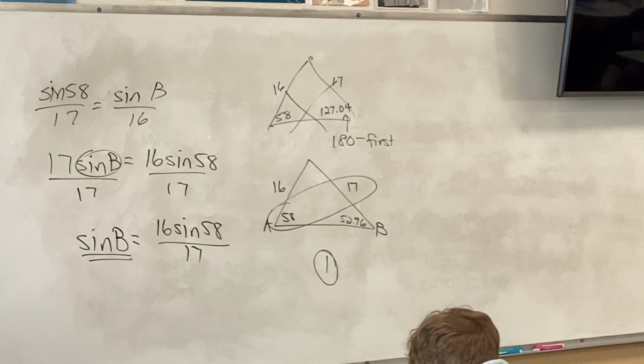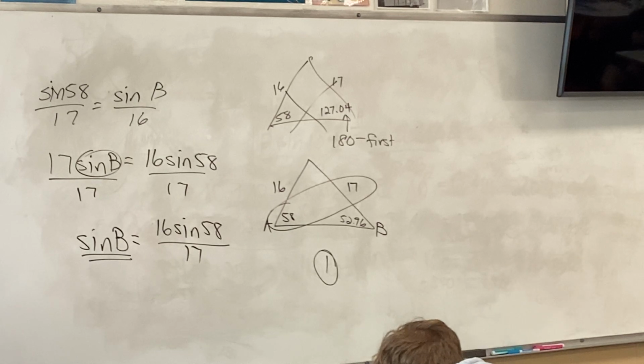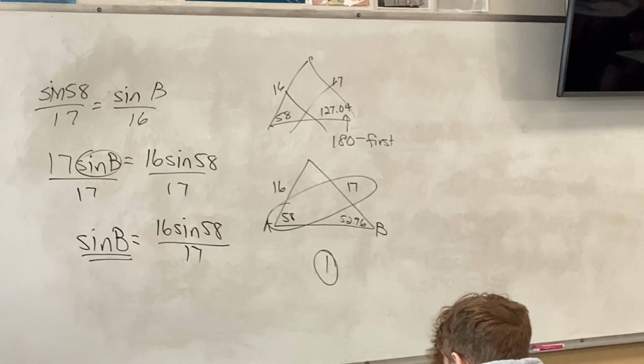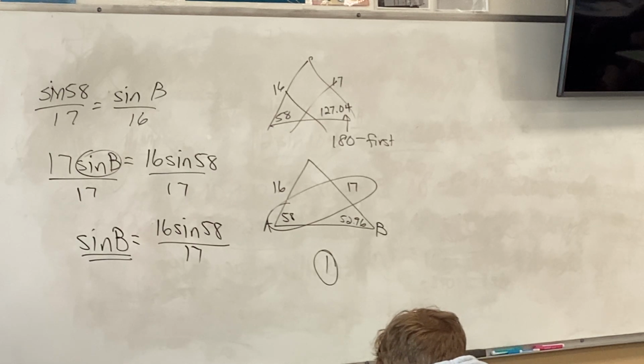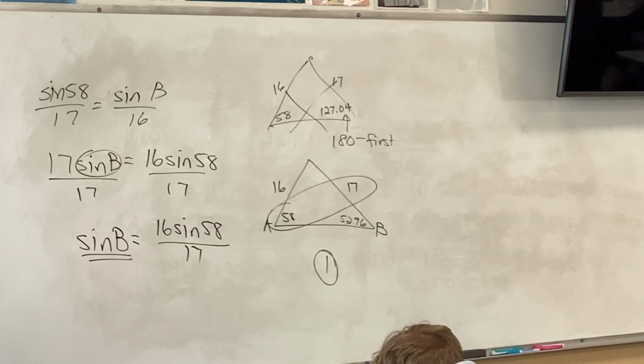Okay, like, if you get the numbers mixed up, will that make the answer wrong? No, I said, like, if you put sine 60 or sine 58, you gotta have it lined up. You gotta have angle C beside side C.